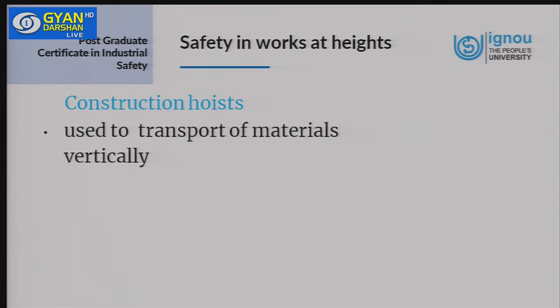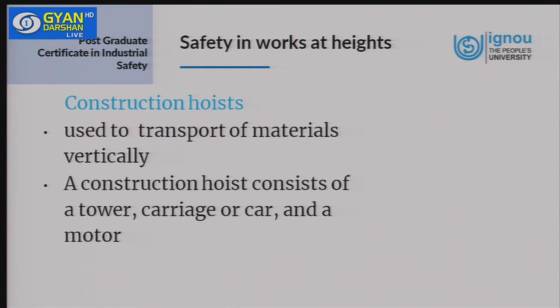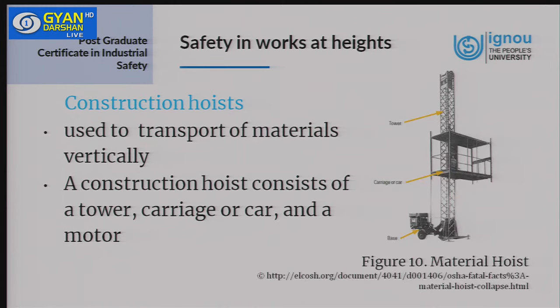And next we'll go into the construction hoist. These are used to transport materials vertically on a construction site. It has a tower, a carriage or car, and a motor. So we have a figure of the construction hoist. There is a vertical tower, and there is a carriage or car that moves up and down vertically. And this is used for transporting both material and people.